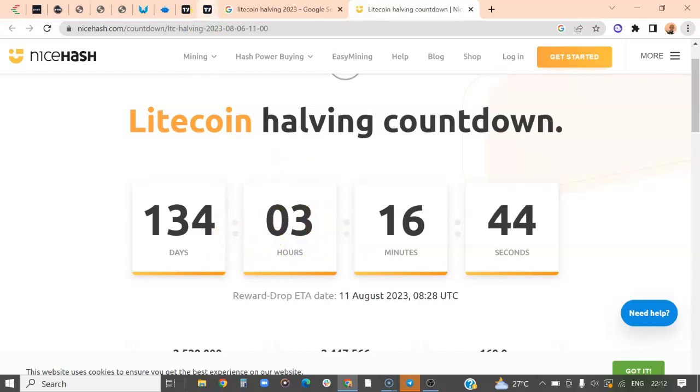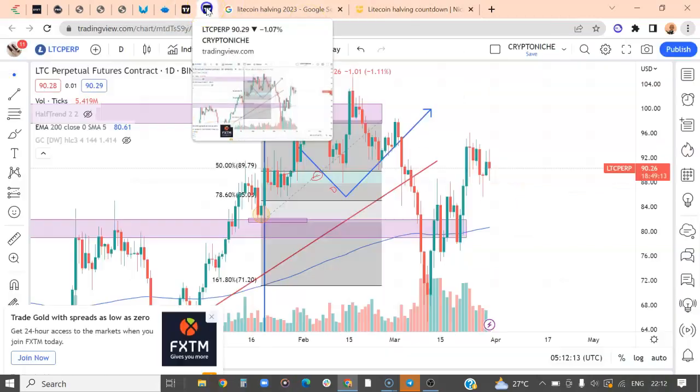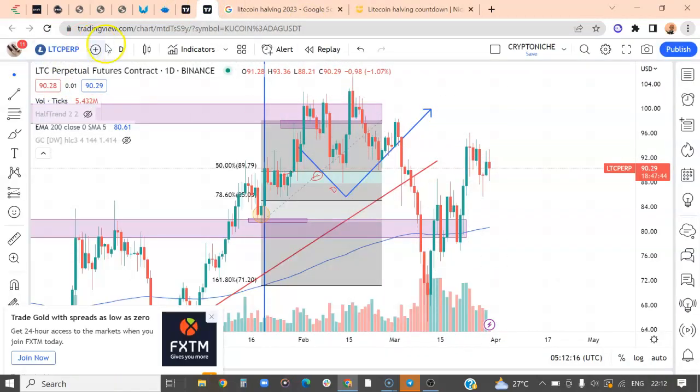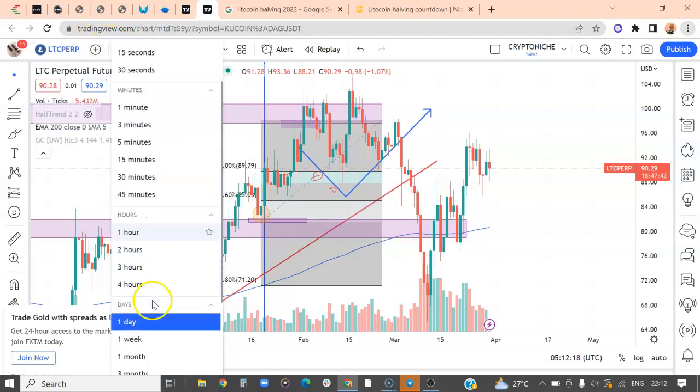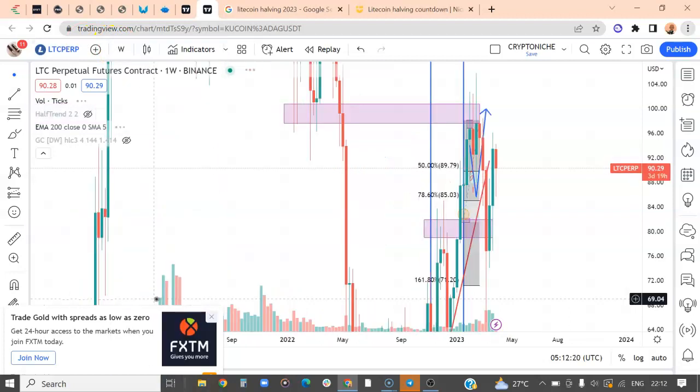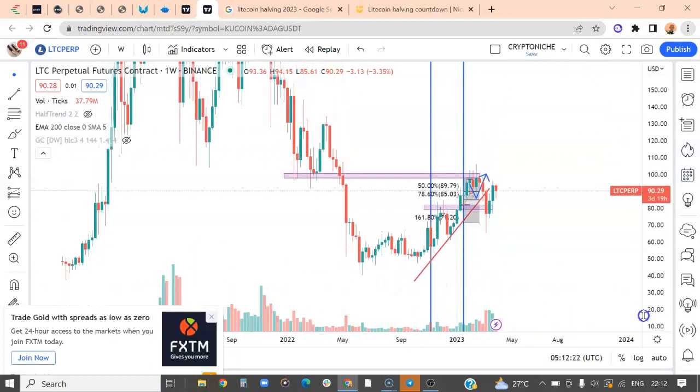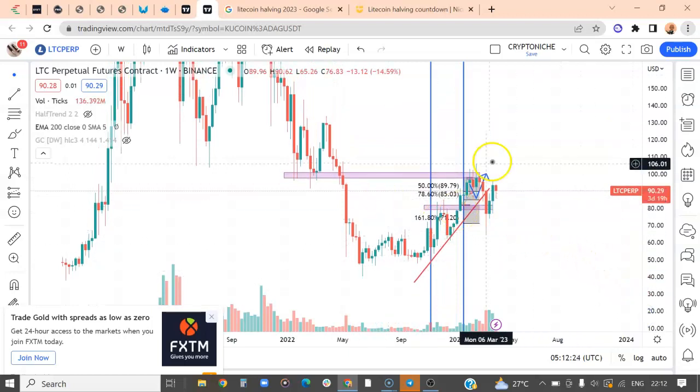Okay, you should start looking for buy opportunities on Litecoin. So now this is on the daily time frame. So let's have a look at Litecoin on a weekly time frame.